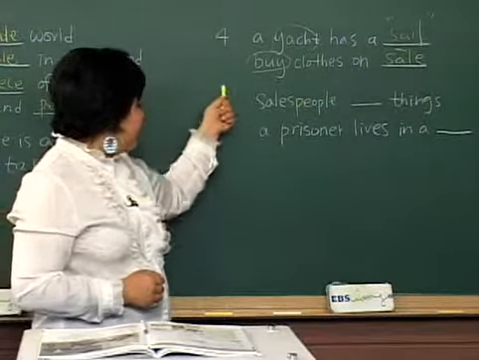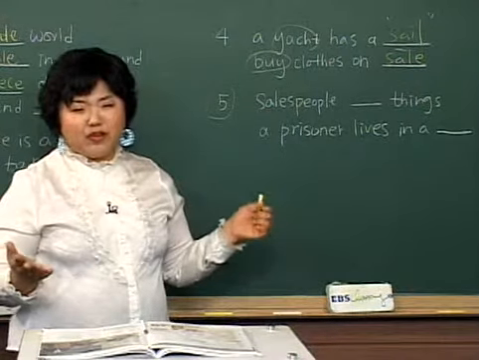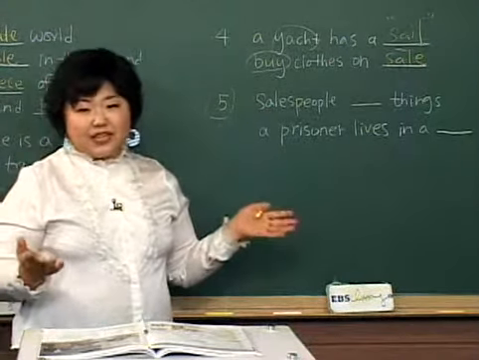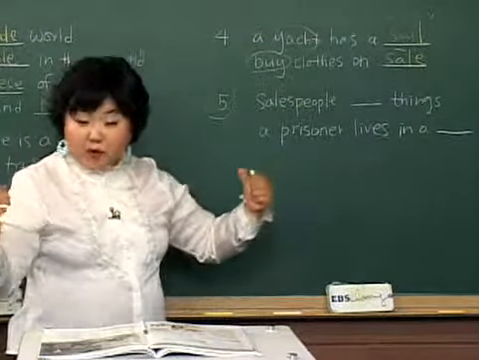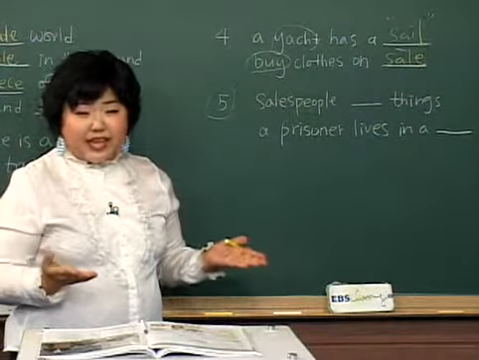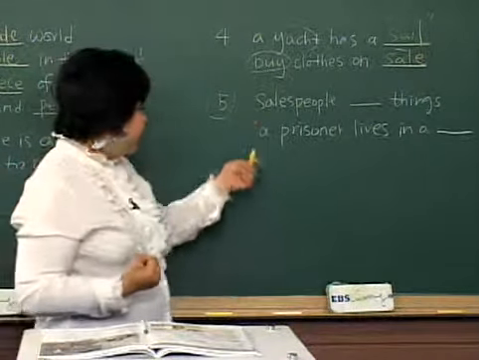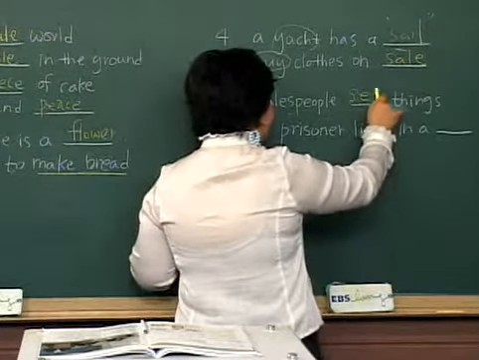And let's go to the last one. Salespeople. What do salespeople do? Well, basically, they want to market their products. They want to promote their products. And what do they do? Well, they sell their products, right? So, salespeople sell things.